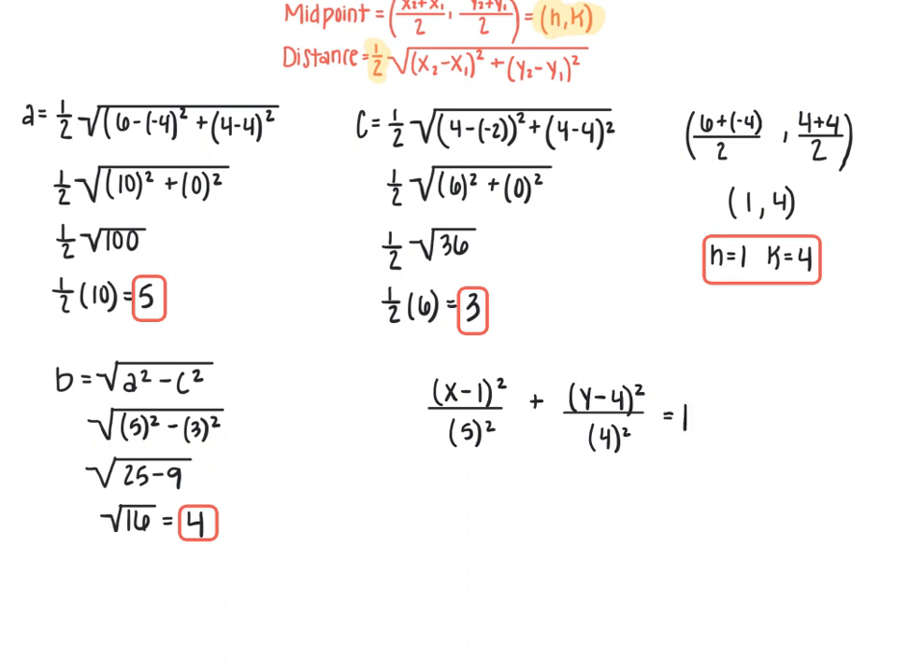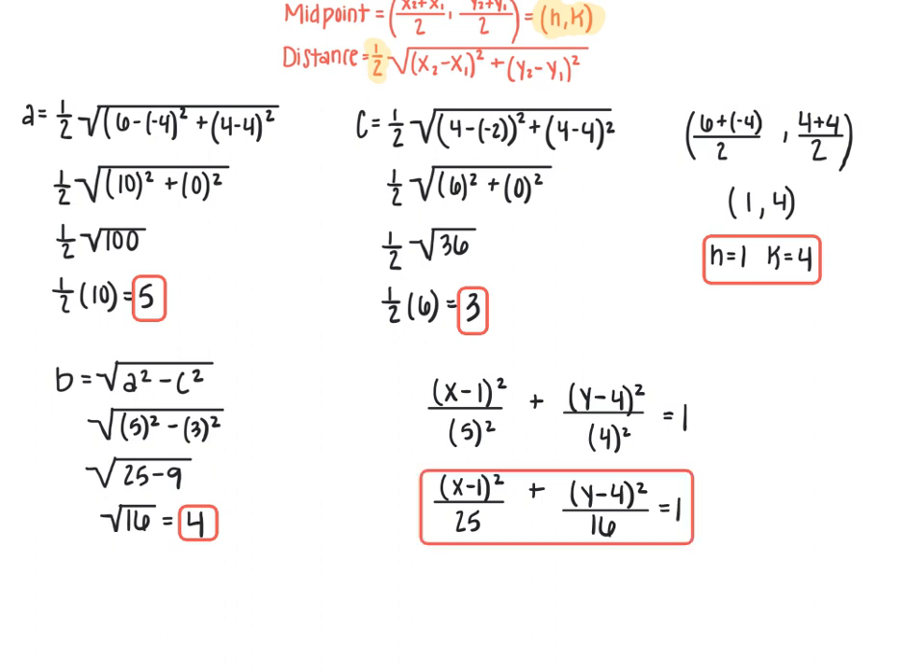Let's go ahead and finish this off by squaring our denominators. So I have (x minus 1) squared plus (y minus 4) squared. X will be divided by 25, y will be divided by 16, and this all equals 1.